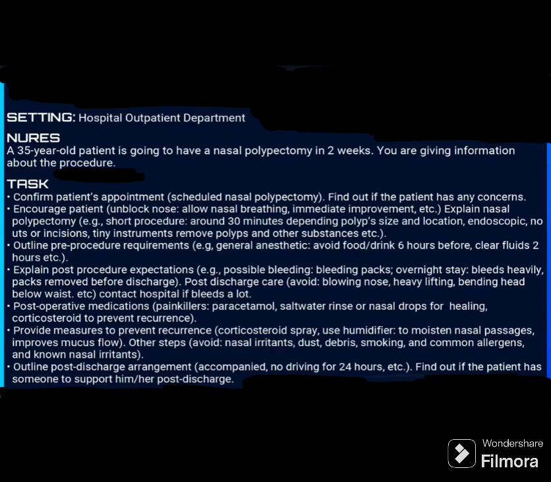For your further information, I would give you some more information. So the next task is post-operative medication like painkillers, paracetamol, salt water rinse or nasal drops for healing, and corticosteroid to prevent recurrence. So we can tell that, Mr. James, I would like to explain to you some more things regarding your medication. After your discharge, the doctor will prescribe you some painkillers for pain relief such as paracetamol, and you will be advised to take salt water rinse or nasal drops for healing. In addition, you will have corticosteroid to prevent further recurrence.